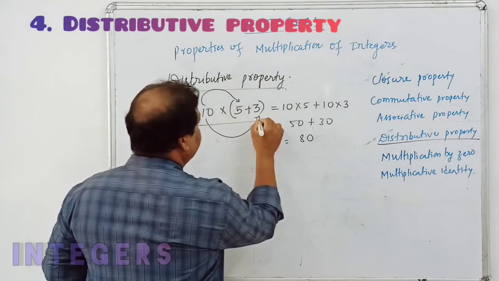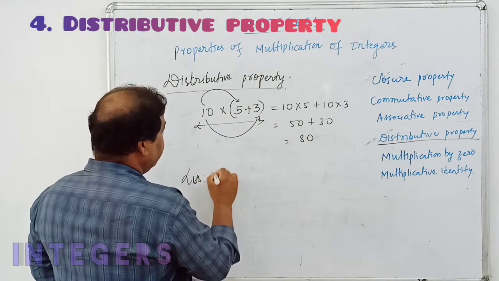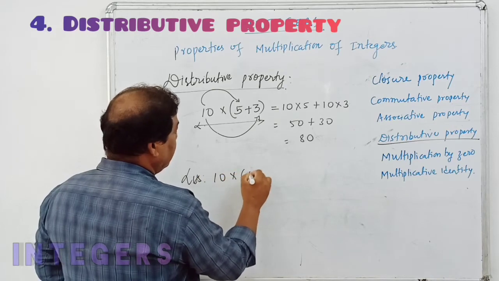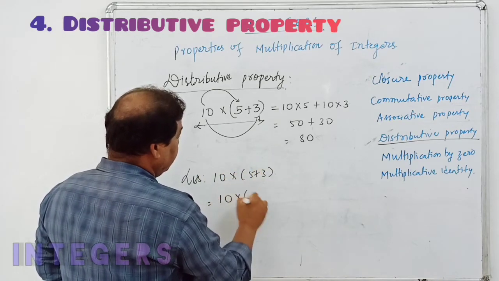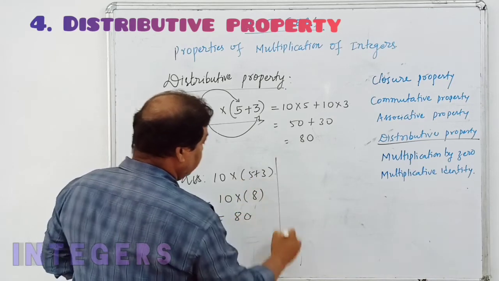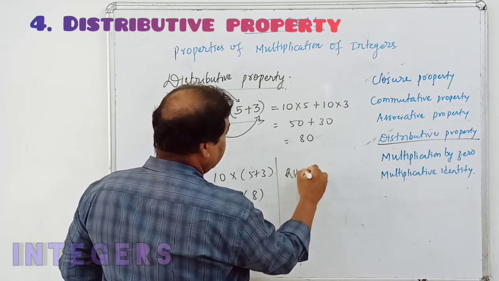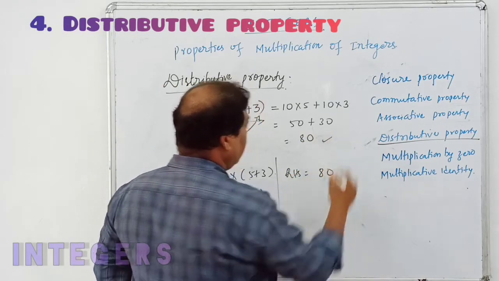Now you can see in the LHS side, that is 10 multiplied with 5 plus 3, which is equal to 10 multiplied with the sum of 5 plus 3, that is 8. 10 times 8 is 80. So in the RHS that will also be 80.